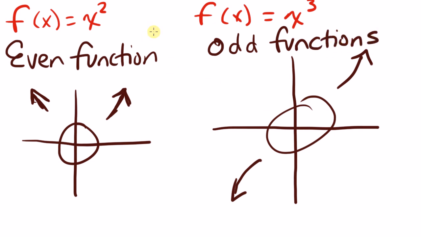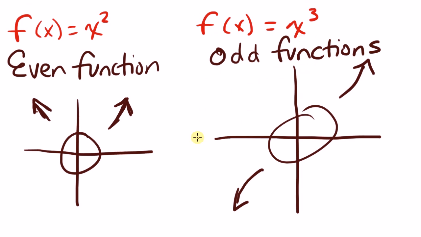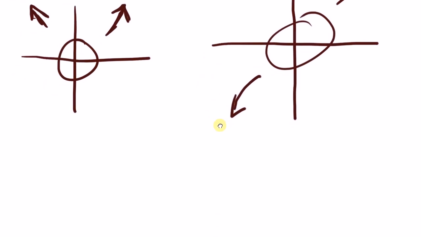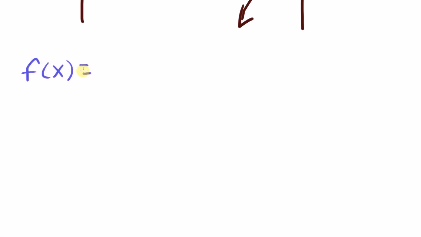So we have parabolic and cubic functions. That's what I call them. Even and odd functions is probably more appropriate. Okay, so we have an even and odd function. So if I just ask you, maybe, let's look at f of x equals, and we'll just call all of these f of x.